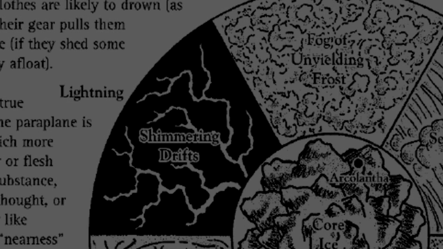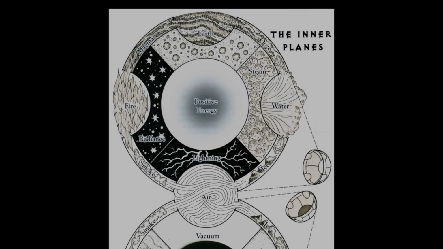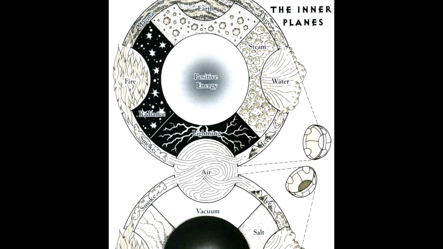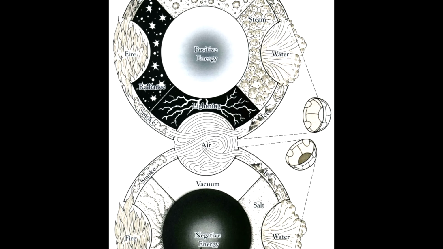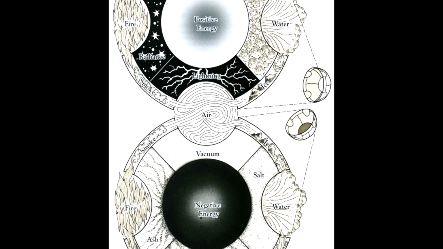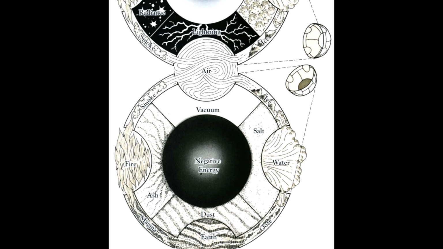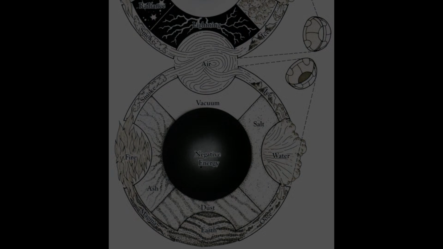So, the para-elemental planes do not exist in 3rd or 4th edition, and while they do exist in 5th edition, we only get about a paragraph or so of information about each one. So, 99% of the information in this video will be from 1st and 2nd edition.